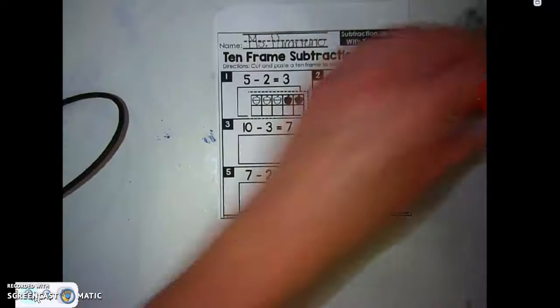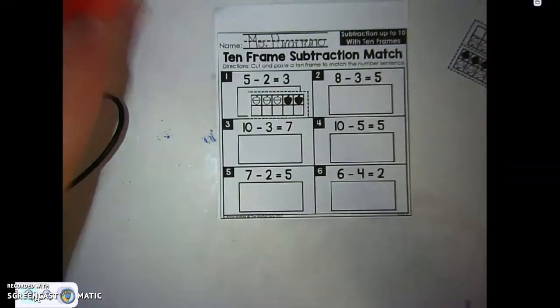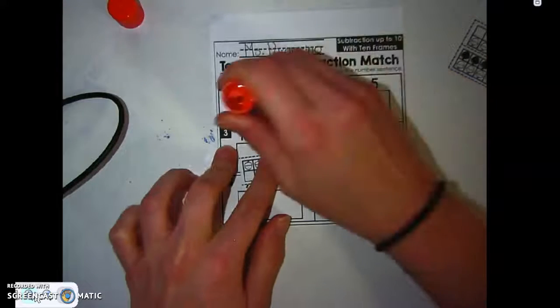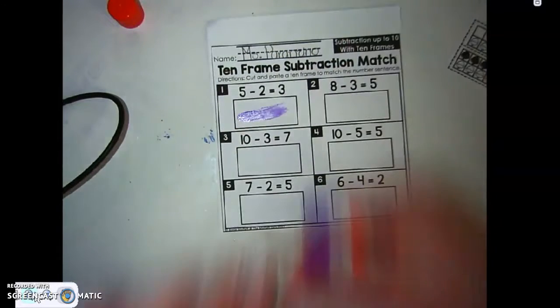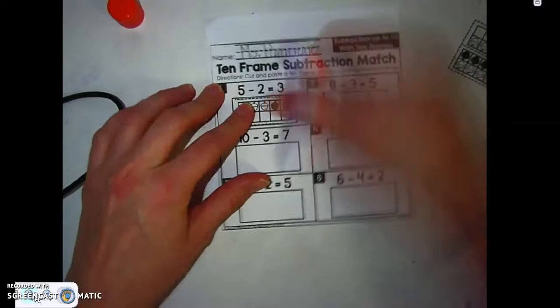So I'm going to cut that one out. And I'm going to get my glue and I'm going to remember just a dot, not a lot. And I'm going to glue this one down under 5 minus 2 equals 3.